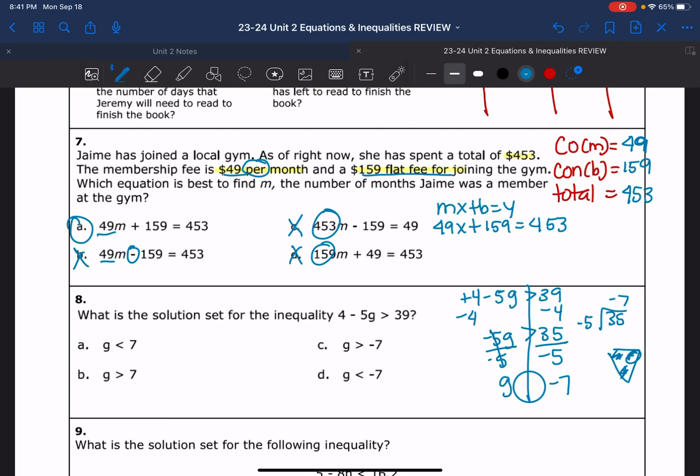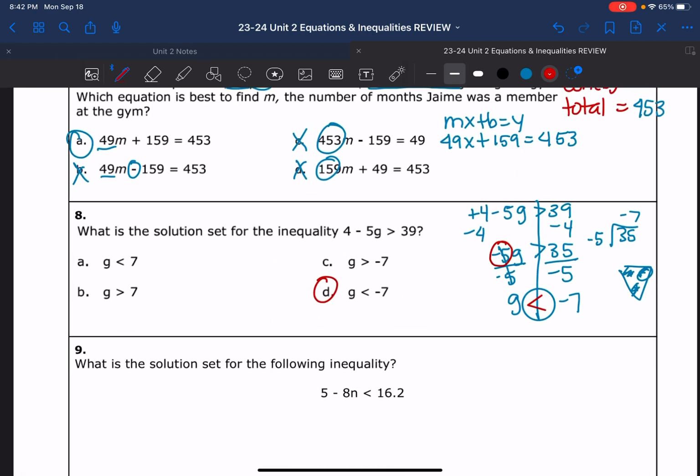Okay, now let's look at our sign. Did I divide by a negative coefficient or multiply by a negative coefficient? Yes, so that means the symbol is going to change to the other side. So that means my answer is D. Okay, pause if you need to. I'm going to number 9.